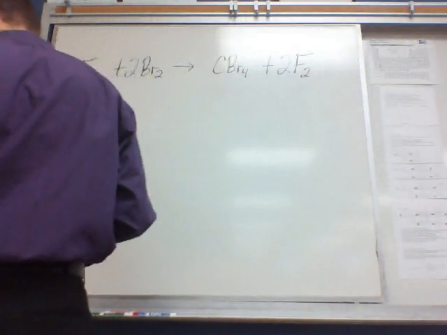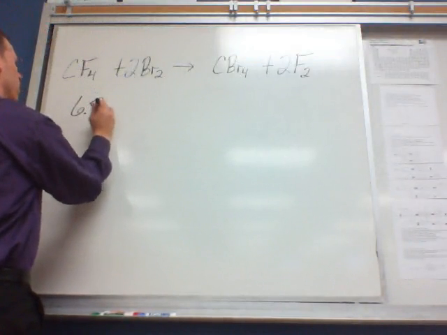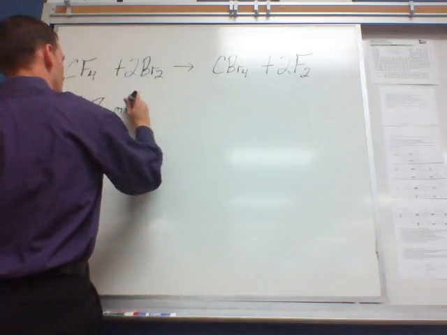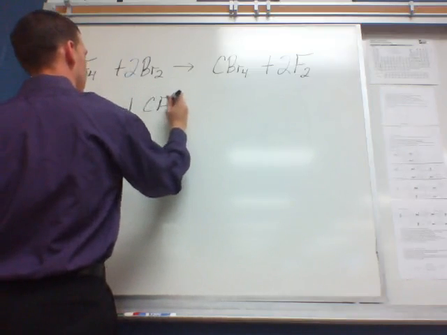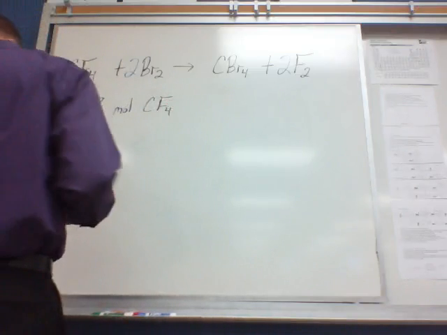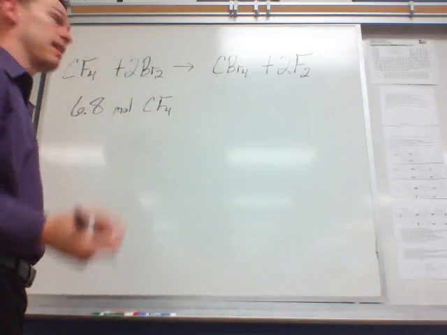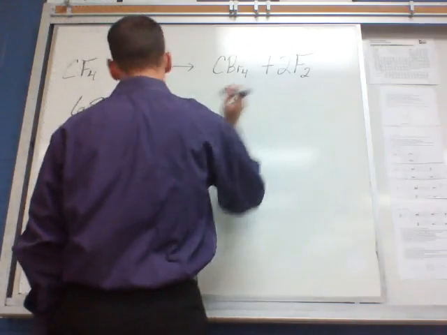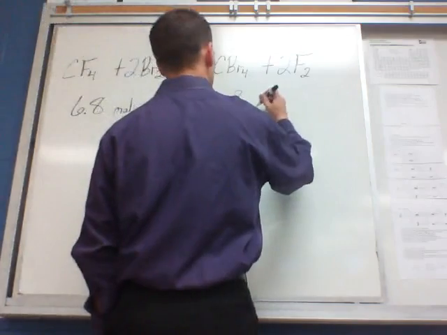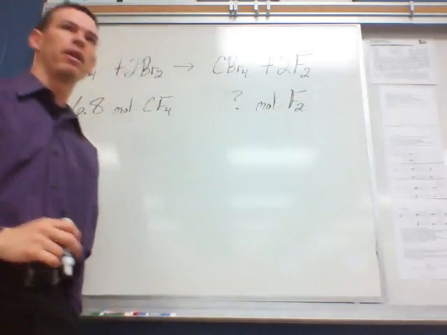I can put my finger on the number 6.8, which means the info that comes immediately after that is my given: moles of CF4. I see the phrase what will, meaning it wants to know what will be moles of F2 if you read it properly.